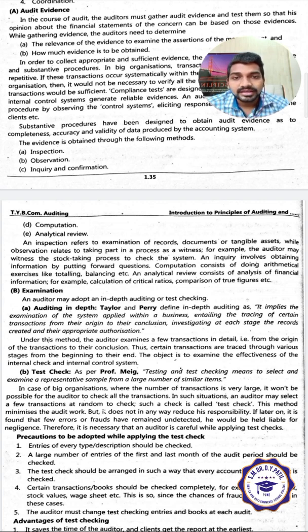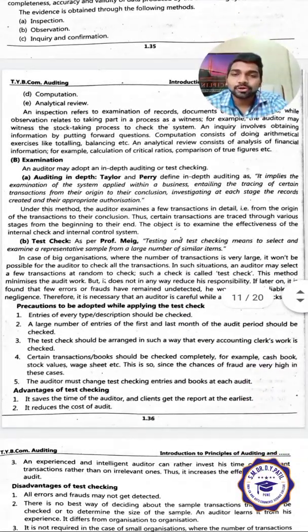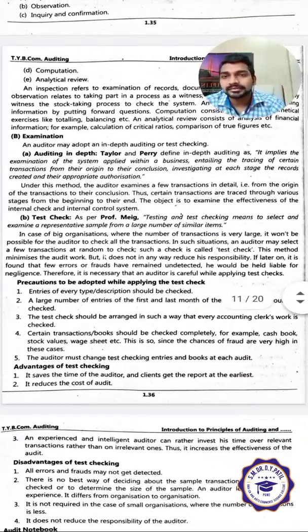An inquiry involves obtaining information by putting forward questions. Computation consists of doing arithmetical exercises like totaling, balancing, etc. An analytical review consists of analysis of financial information, for example, calculation of critical ratios, comparisons of figures, etc. Next one is examination. An auditor may adopt in-depth auditing or test checking.